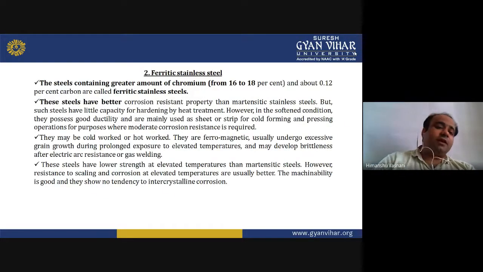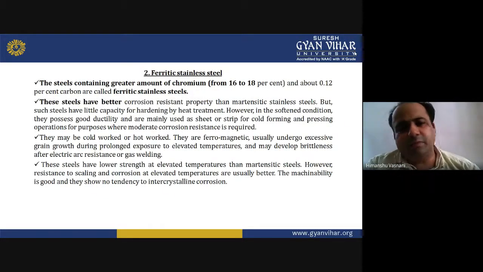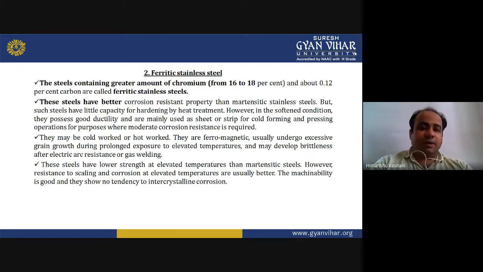Then this is ferritic stainless steel, the second type of stainless steel. The steels containing a greater amount of chromium, from 16% to 18%, and about 0.12% carbon, are called ferritic stainless steel. Look at the variation: in the last, martensitic steel, carbon was from 0.12 to 0.35, but in ferritic stainless steel it is about 0.12% carbon, and the chromium varies from 16% to 18%.